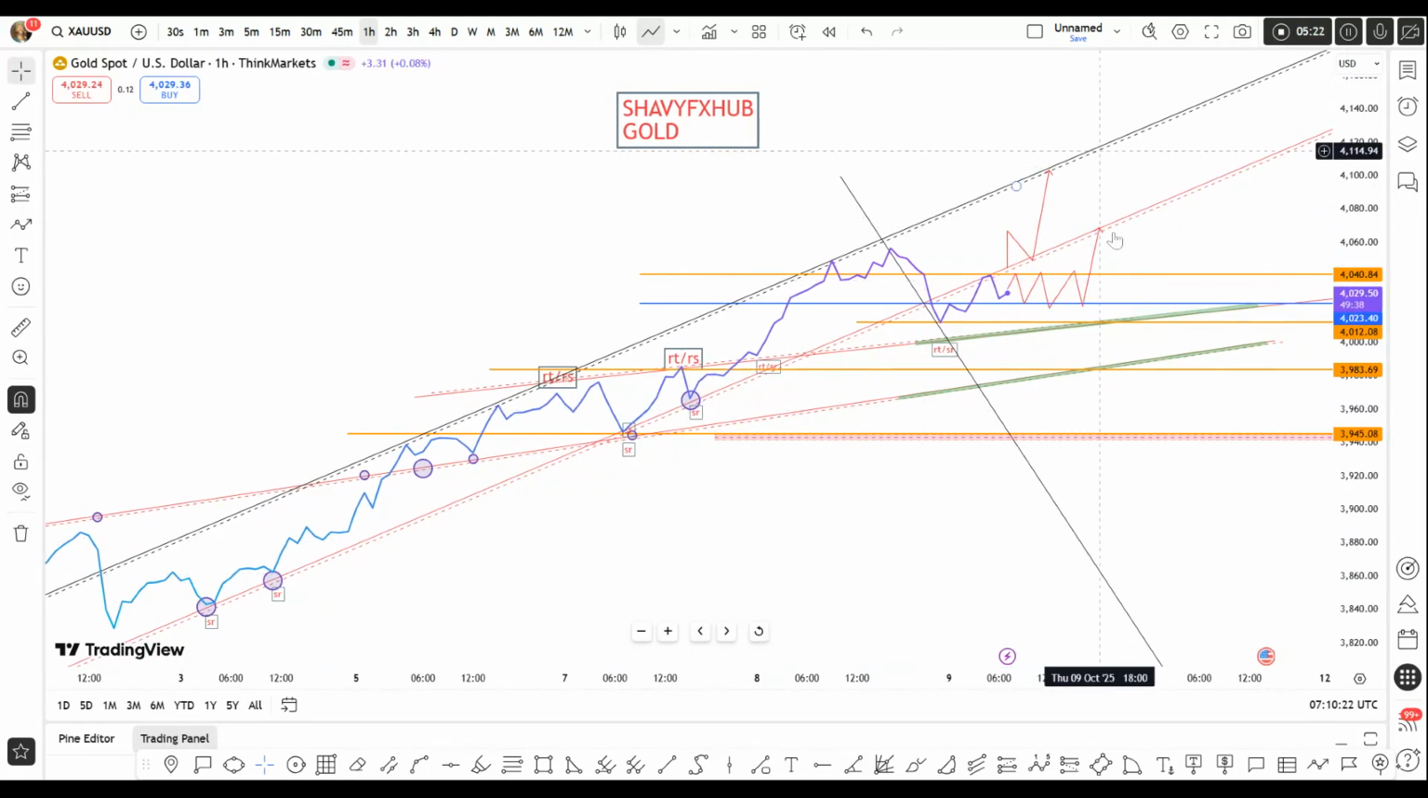And so we'll be waiting for that. And if price plays in this fashion, then you know that it might, maybe in the coming week, get back into the channel to print 4,130.